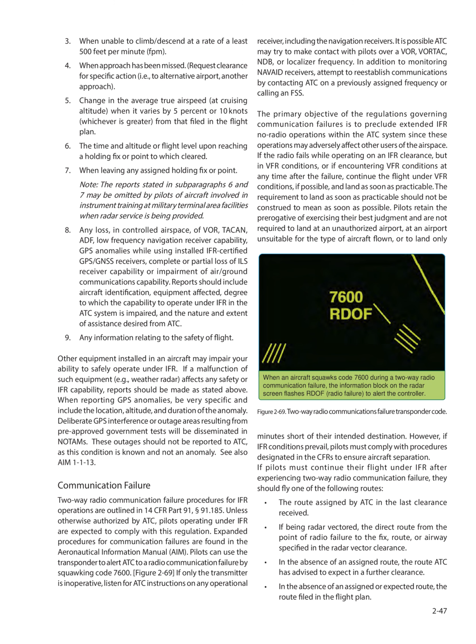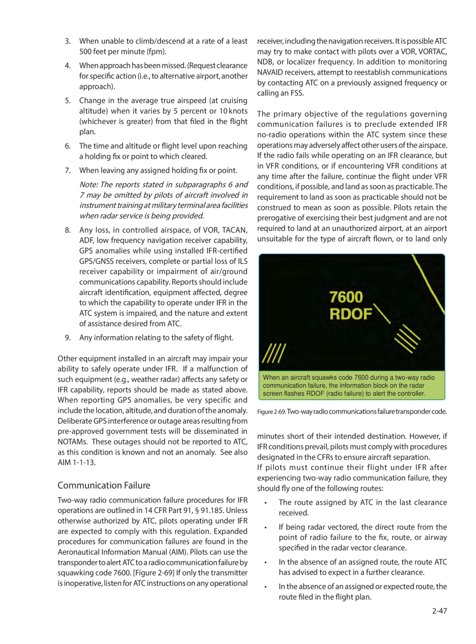Pilots retain the prerogative of exercising their best judgment, and are not required to land at an unauthorized airport, at an airport unsuitable for the type of aircraft flown, or to land only minutes short of their intended destination. However, if IFR conditions prevail, pilots must comply with procedures designated in the CFRs to ensure aircraft separation. If pilots must continue their flight under IFR after experiencing two-way radio communication failure, they should fly one of the following routes. The route assigned by ATC in the last clearance received.